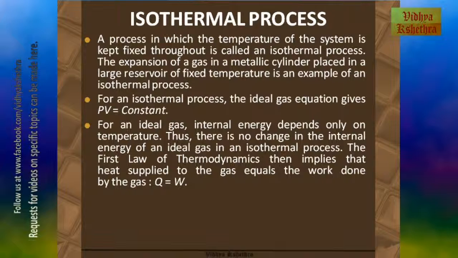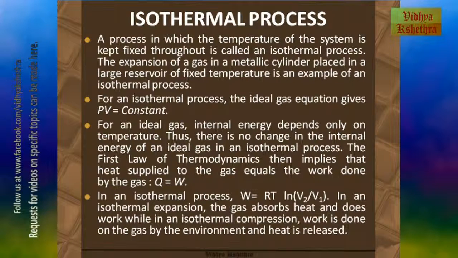Now for an ideal gas, the internal energy depends only on temperature. Thus, in an isothermal process, there is no change in internal energy as there is no temperature change. So if we apply the first law of thermodynamics, which is delta Q is equal to delta W plus delta U, and here delta U is equal to 0, we will get delta Q is equal to W. That is, the total quantity of heat is converted to work.